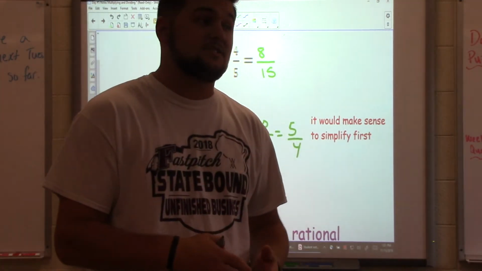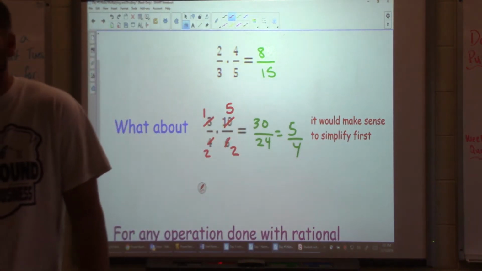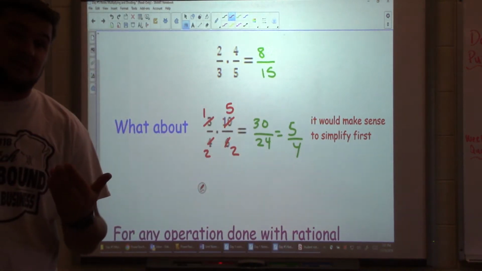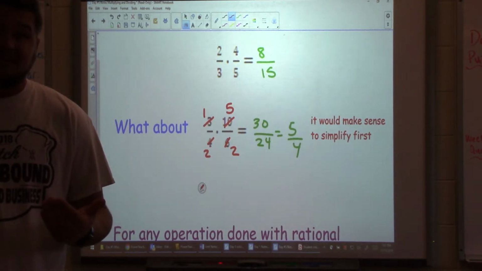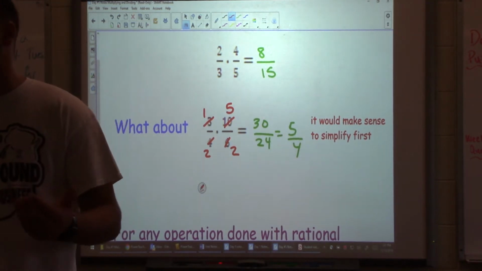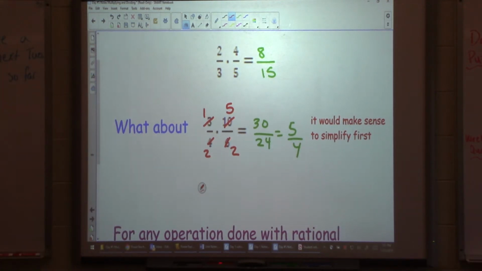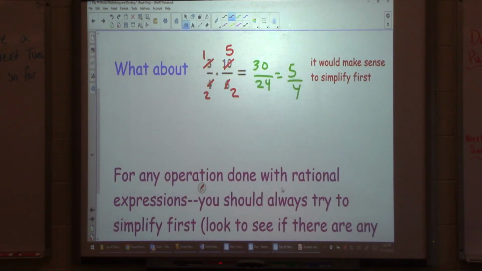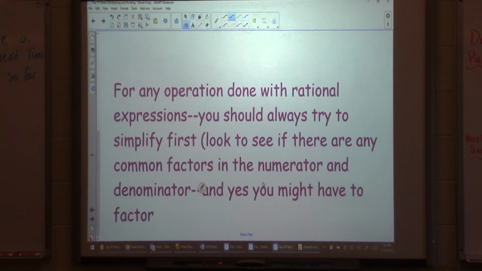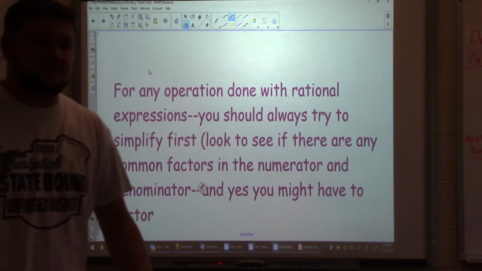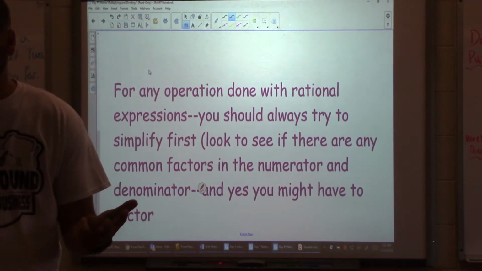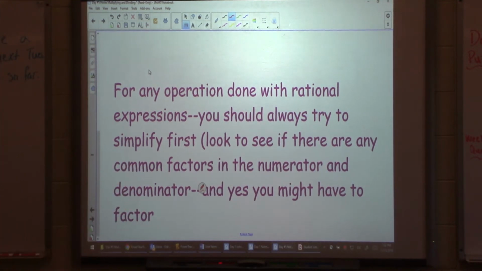With the rational expressions, do you want to be multiplying x squared plus 5x minus 2 times x squared minus 7x plus 3? No, you probably don't want to do that. So we're going to simplify first and then multiply. Okay, so that's why we brought that up with the fractions. You should always try to simplify first, right? Look if there's common factors. Yes, you might have to factor. There's like a 95% chance you will factor every problem before you simplify. That's what we did yesterday. It's pretty simple.